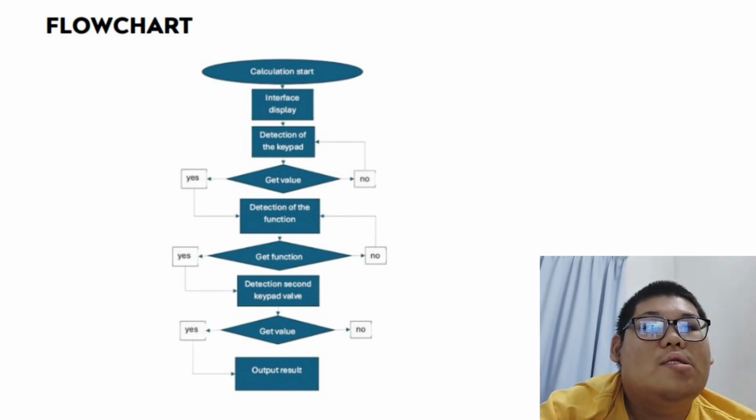And then the system retrieves the function, capturing the operation that the user wants to perform. The system looks for a second input value similar to the first. It waits until this value is entered before moving on. Once the second value is entered, the system retrieves it, preparing for the final calculation. With both the value and the function in place, the system performs the calculation and outputs the result to the user. So that's all. Thank you very much.